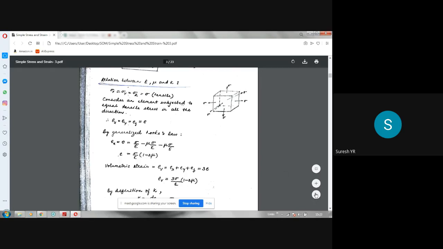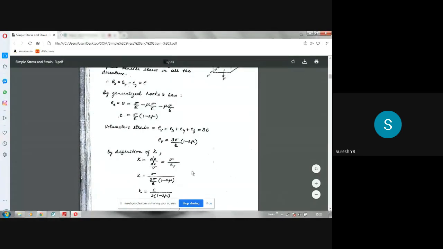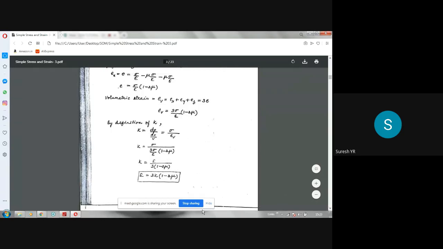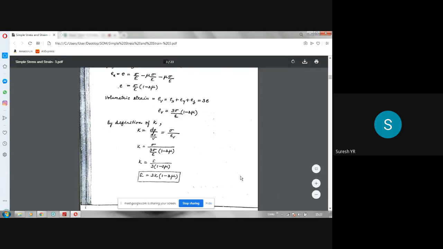Then use the definition of bulk modulus of elasticity, K is equal to sigma by e_v. You substitute for e_v here and simplify. You will get E is equal to 3K into 1 minus 2 mu. Please note that here E will be in Newton per mm square, K also will be in Newton per mm square. Mu is just a constant, it is just a number. Mu is the Poisson's ratio, which is the ratio of lateral strain to linear strain. So, very simple derivation.